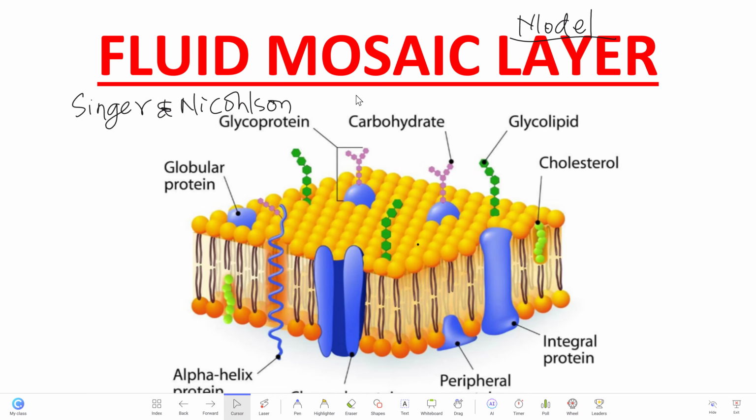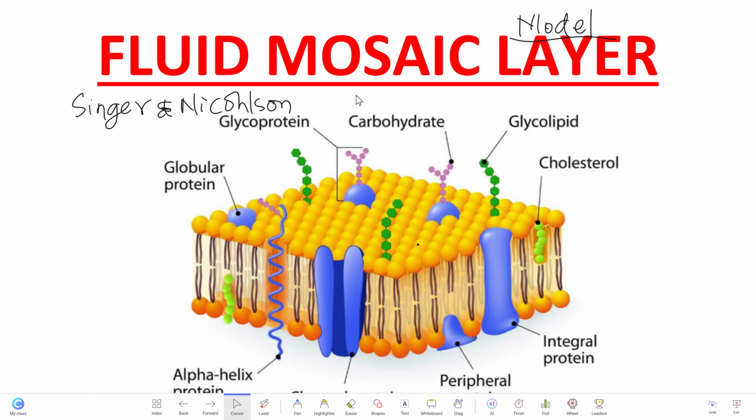Why is it fluid? Because proteins move. And why is it mosaic? Proteins are scattered. So that gives you the appearance of a mosaic, right? So it's called the fluid mosaic model. What kind of protein is this? Integral. And this is integral. But can you see, on the membrane, these are peripheral proteins. You will find carbohydrate on it. Then they call it glycoprotein.